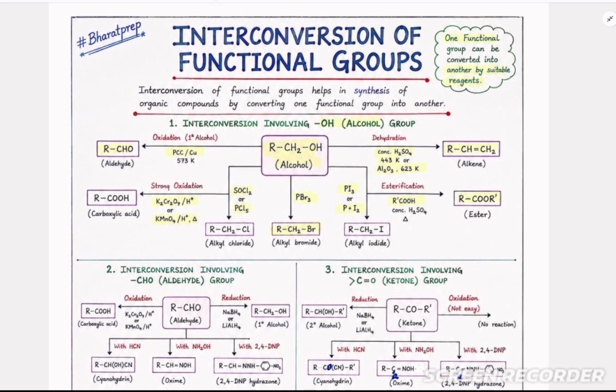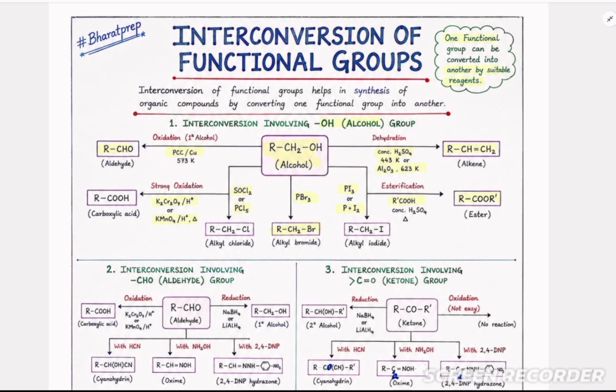So interconversion of the functional groups means that we are converting one functional group into another functional group by using a suitable reagent. And here we take the first example, that is basically alcohol as a group. You can convert alcohol to aldehyde first of all by using PCC, that is pyridinium chlorochromate, in presence of copper metal. And this is a very specific reaction to get only aldehyde and not acids.